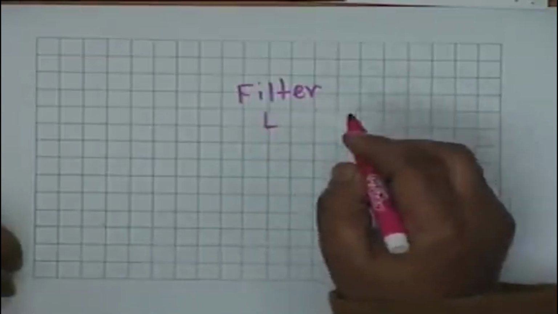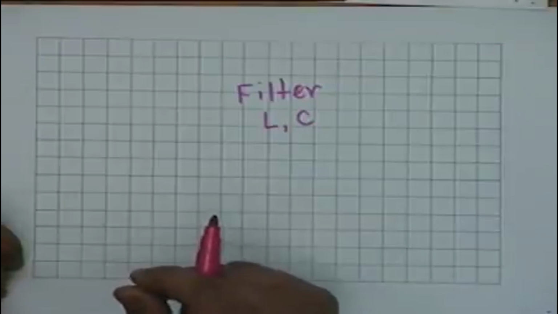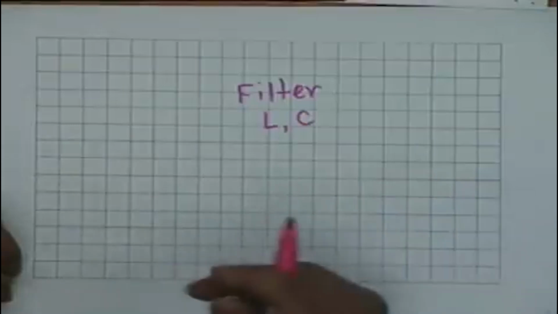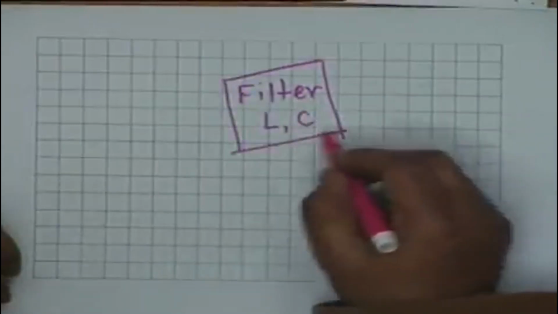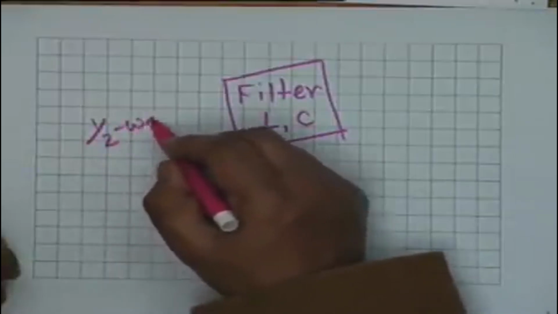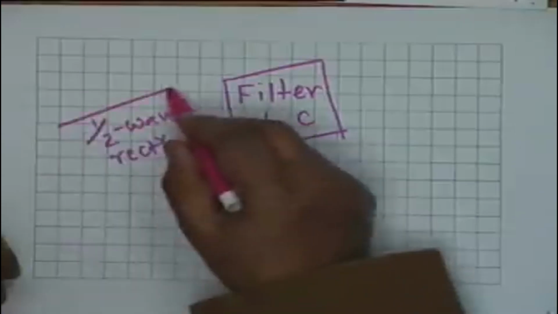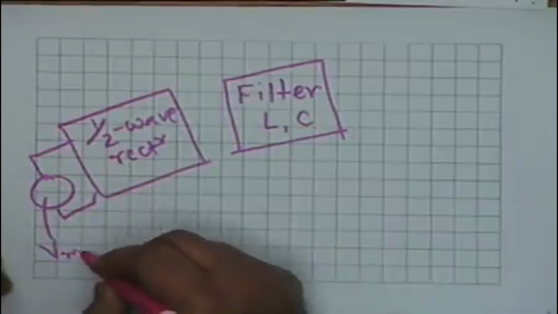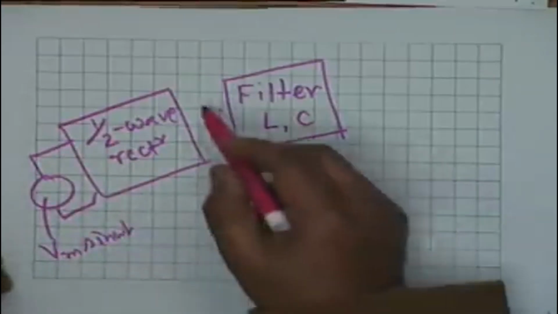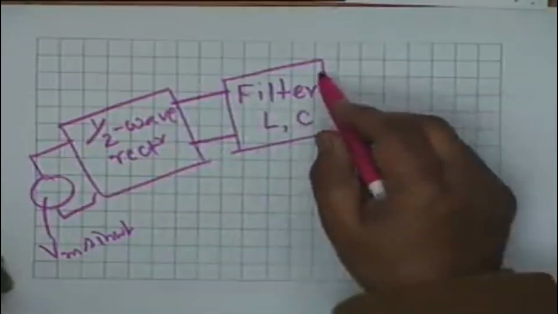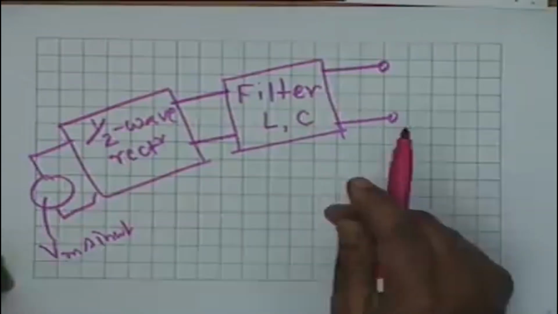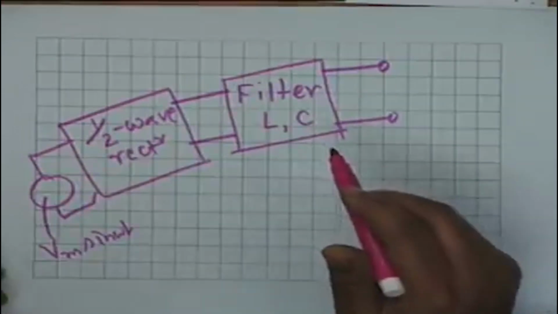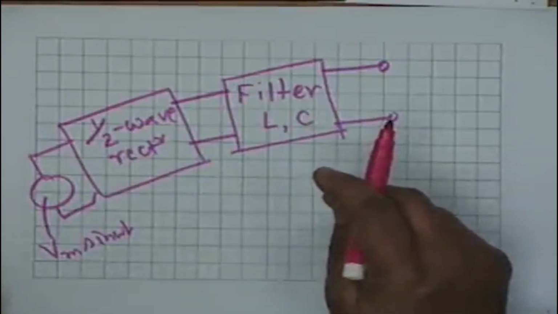Now, the filter usually consists of energy storage elements, inductance or capacitance or both, L and C. So, what we do is, suppose we have a half wave rectifier, which is connected to an AC source Vm sin omega t. The output is passed through a filter, then the output of this shall be hopefully pure DC voltage, and this is what the power supply that you see in the laboratory gives you.